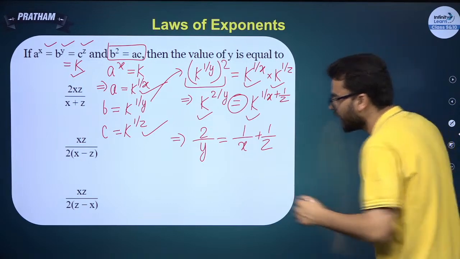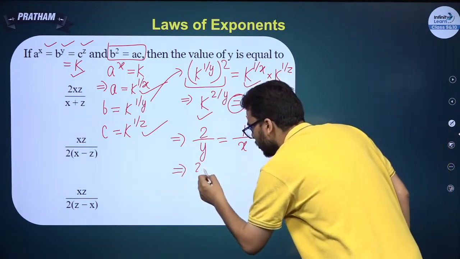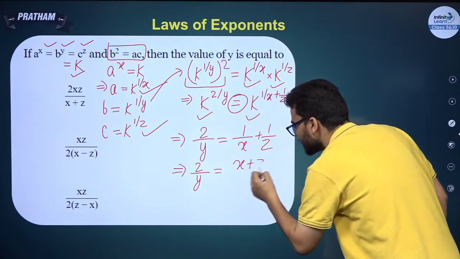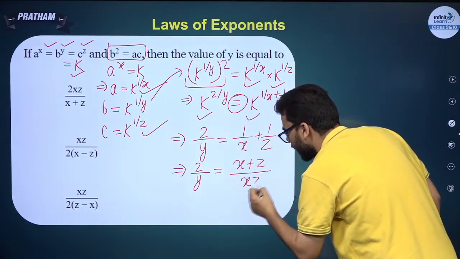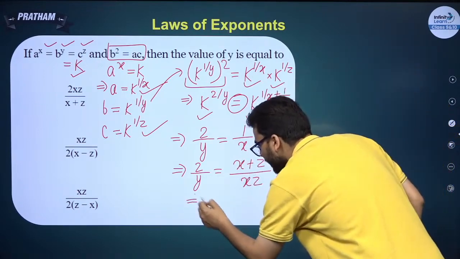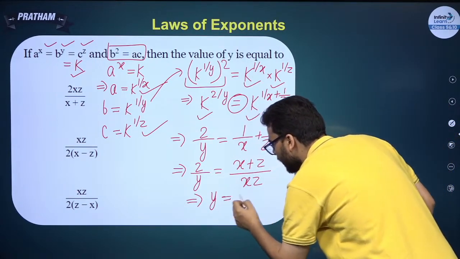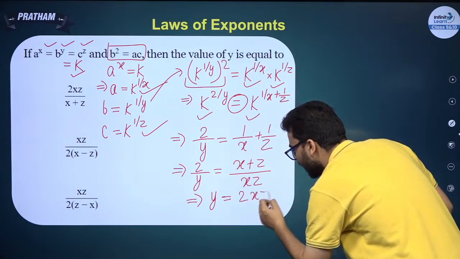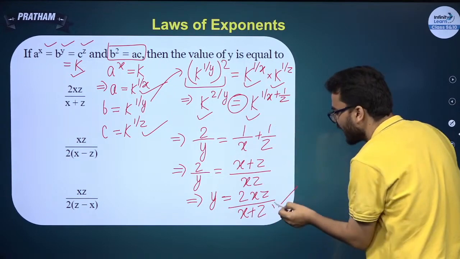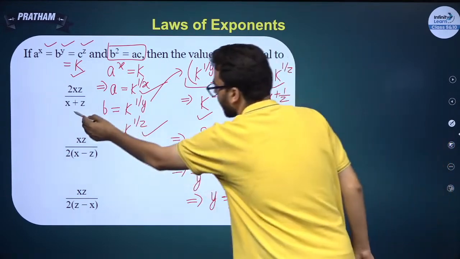So let's do that over here. Can I not say 2 by y is equal to, if you simplify, x plus z upon xz over here? So can you find y by cross multiplication? y will come out to be equal to what? 2xz upon x plus z. The first option is correct only. 2xz upon x plus z.